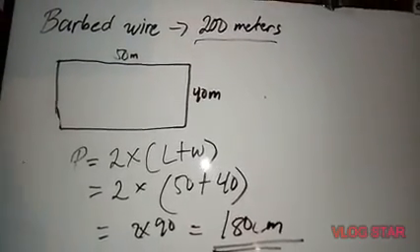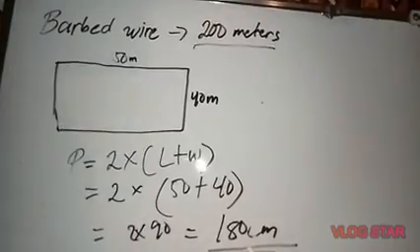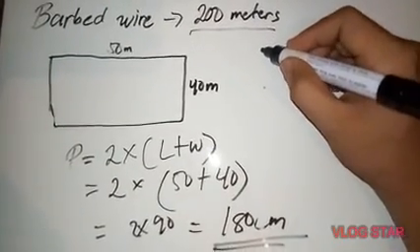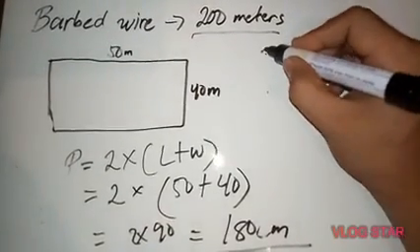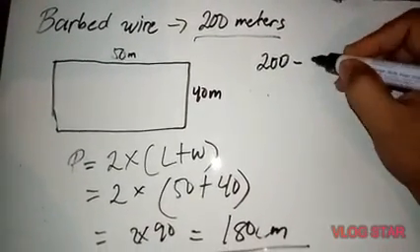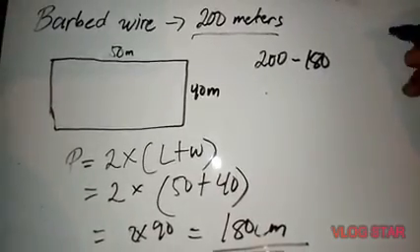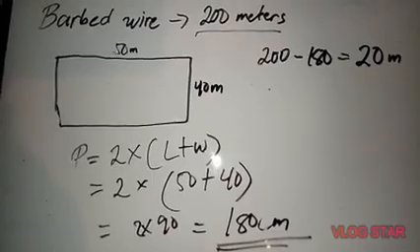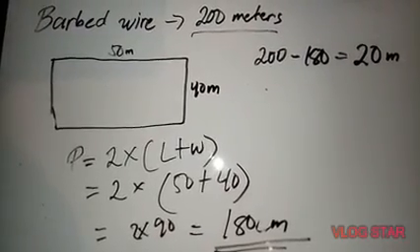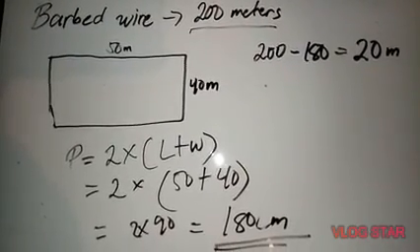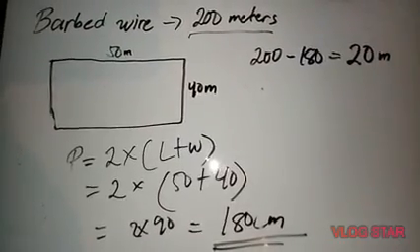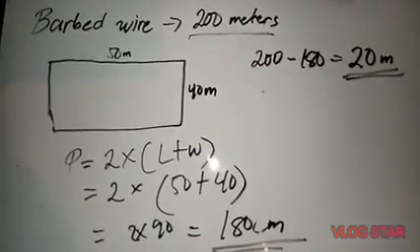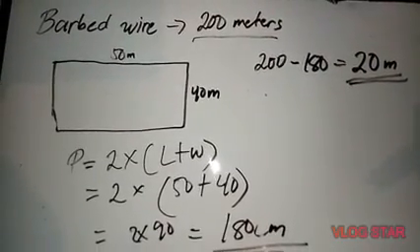And the question is, how many meters will be left? So, ilan pa ang natirang barbed wire? So, just subtract 200 minus 180. The answer is 20 meters. So, after fencing a rectangular lot with 50 meter length and 40 meter width, there is still 20 meters of barbed wire, okay?